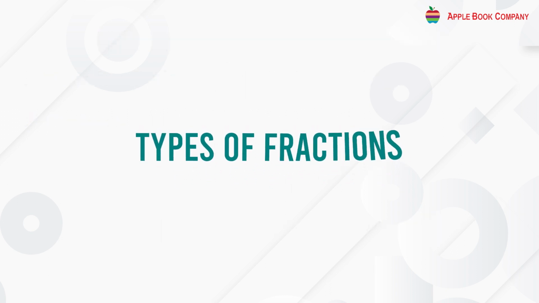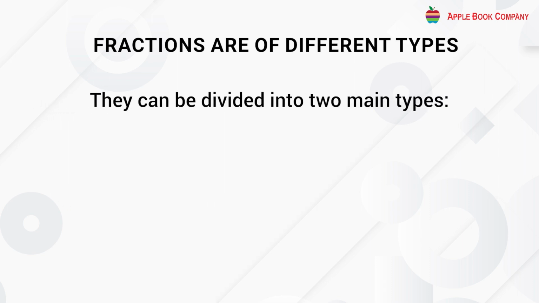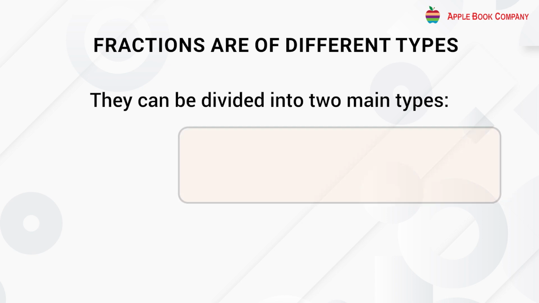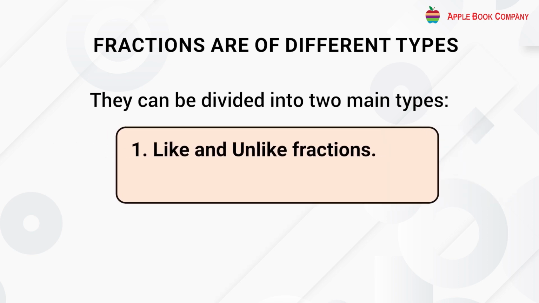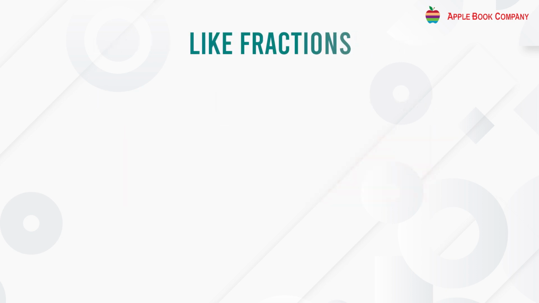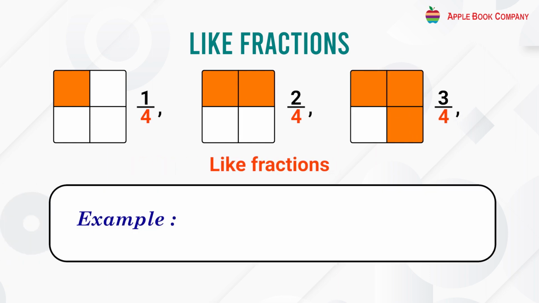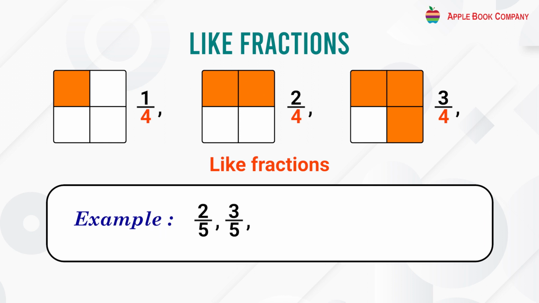Now, let's learn types of fractions. Fractions are of different types. They can be divided into two main types. Number 1, like and unlike fractions. Number 2, proper and improper fractions. Now let's see what are like fractions. Fractions which have same denominators are called like fractions. Example, 2 by 5, 3 by 5, 4 by 5, 1 by 5. So they are called like fractions.